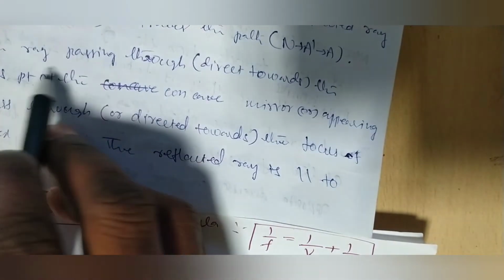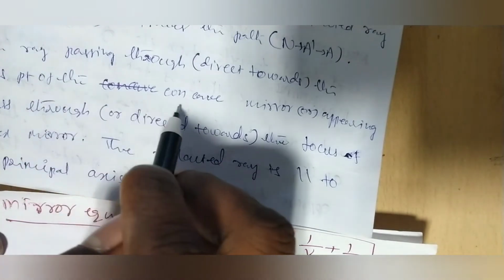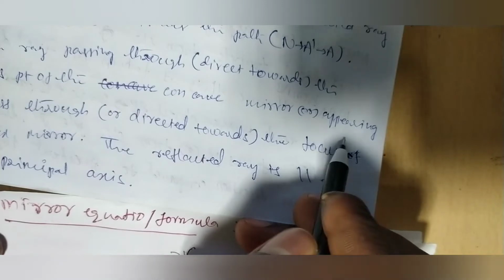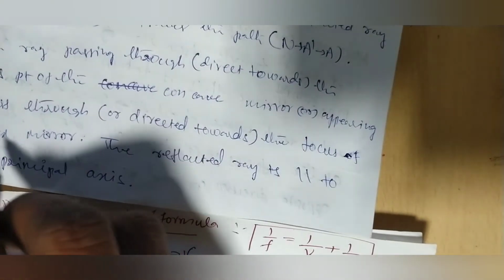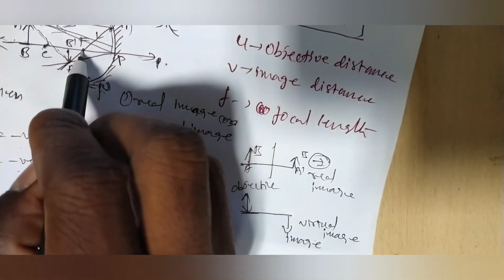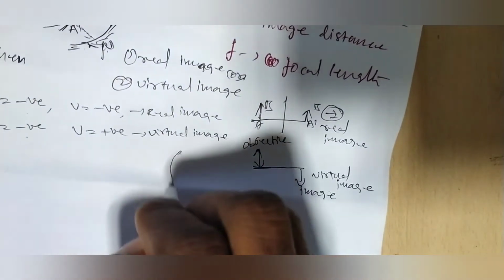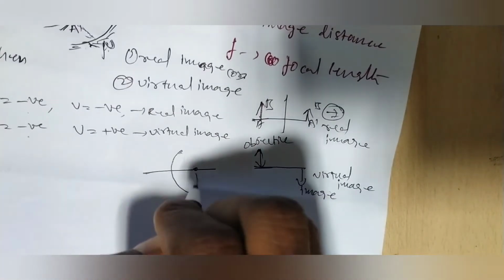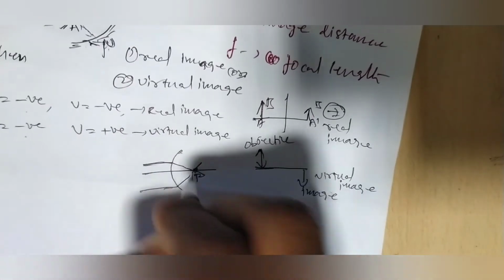In this case, the ray passes directly towards the focus point in the case of a concave mirror, or appears to pass directly towards the focus of the convex mirror, and is reflected parallel to the principal axis. That means the focus point in the case of concave is like this. In the case of convex, the focus point is here. This is the focus point.